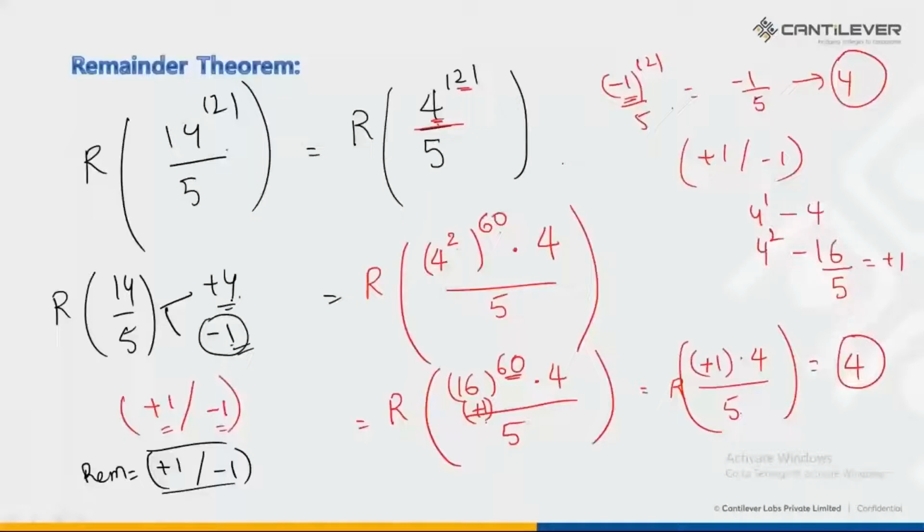Okay. So now I can write this one as 4 to the power of 120, taking this one into consideration. Now I should get plus 1 or minus 1 as remainder, right? So now I'm verifying the power value of 4 where, upon dividing with 5, I get a remainder of plus 1 or minus 1. Clear?